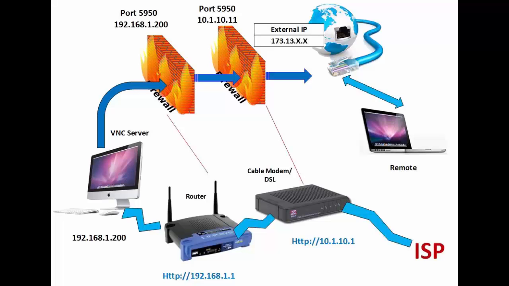And 5950 on the external firewall, which is actually the cable modem, that has the IP address of 10.1.10.1. That is the gateway. But the IP address that's given to the internal router is actually 10.1.10.11. So we're going to poke through the firewall, through the gateway and also through the internal router in order to open access.